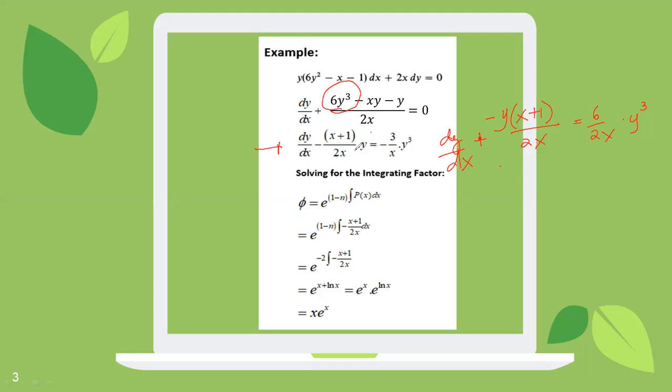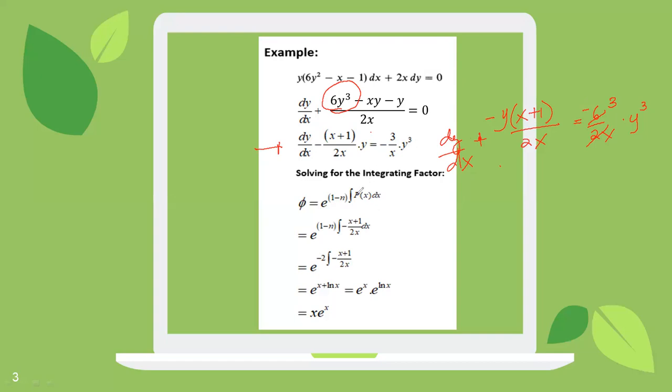Okay, where this one came from is actually from this one. So you have dy dx minus x plus 1 over 2x times y, and it should be equated to, if you process this, should be 3. So negative, wait class. So if this is negative, and this one is transferred to the right, that should be negative. I'm miswriting the negative because this one is on the left. You transfer it on the right. So you have negative 3 over x times y cubed.